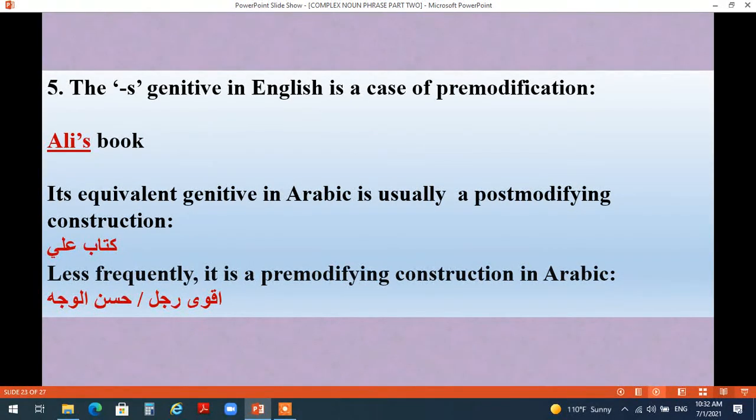أقوى رجل، حسن الوجه. نلاحظ هنا عندي أيضا مضاف ومضاف إليه، لكن الحالة هنا معكوسة لأن عندي الصفة ثم الاسم، فبهذه الحالة فقط أعتبر المضاف والمضاف إليه أعتبره في حالة البري-موديفيكيشن لأنه الصفة جاءت قبل الاسم.